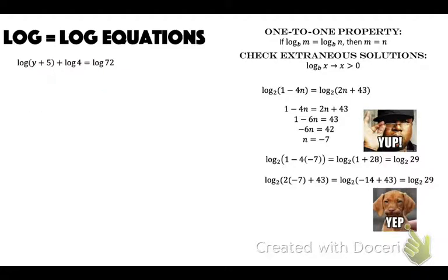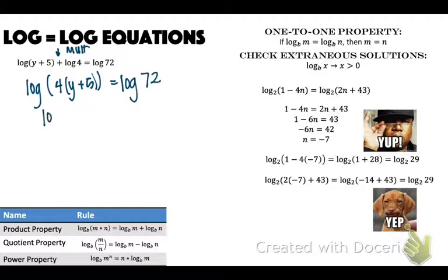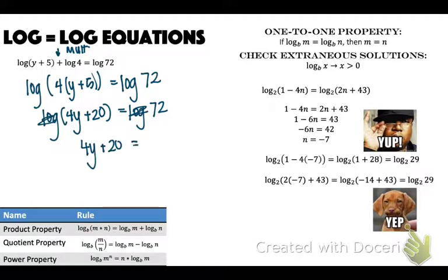Okay, this one. This is where we have to apply the properties of logarithms. Since they're being added, this is the same as multiplication. So then I'm going to do log of 4 times y plus 5 equals log of 72. So this is log of 4y plus 20 equals log of 72. Logs cancel, so we have 4y plus 20 equals 72. Subtract the 20. We have 52 equals 4y, and divide by 4.